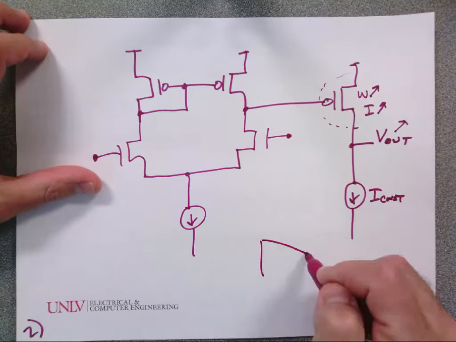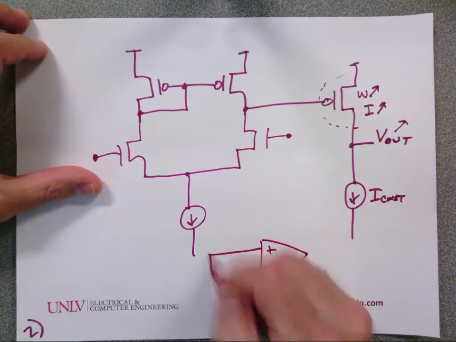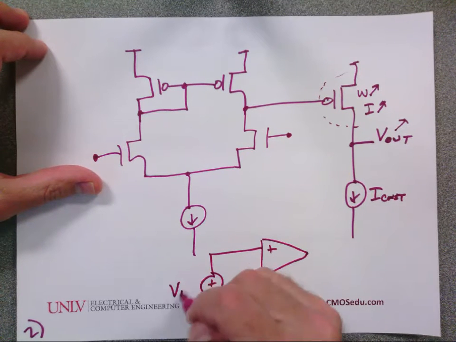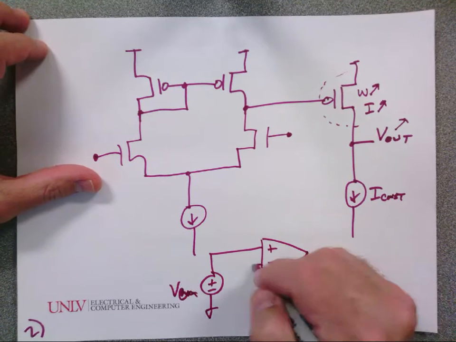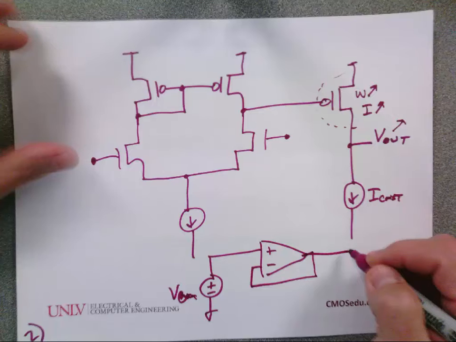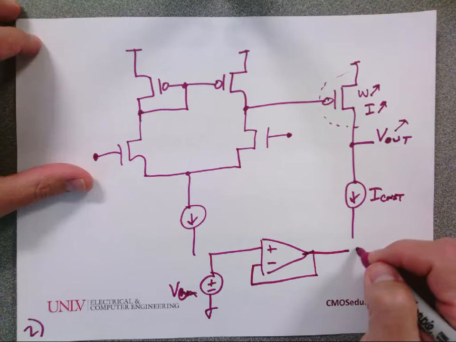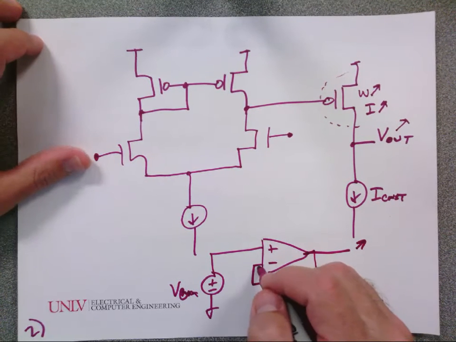However, this is VCM. However, when I feed that output, it starts going up. I feed it back here. What does it do?